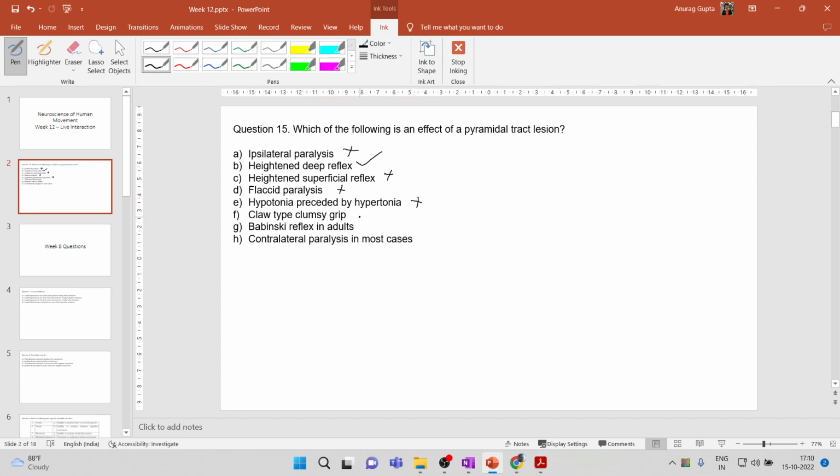Claw like clumsy grip. This is correct. The control of fine fractionated movements is lost, so that results in this claw like clumsy grip.